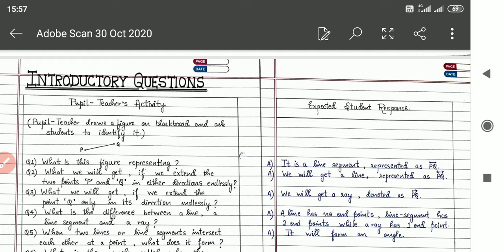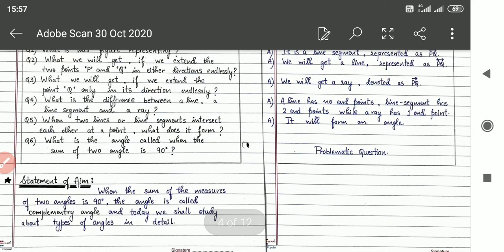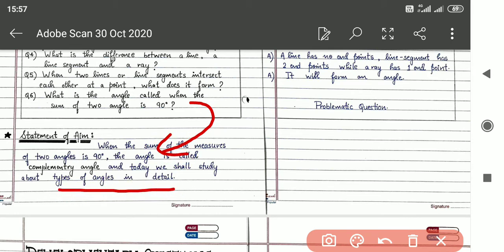So in the beginning, you can see the general questions have been asked which are related to the previous knowledge of the students. Then question 6 comes up, which is a problematic question which the students of class 7th are not able to answer. Then the pupil teacher gives the answer of the 6th question, you can see under the heading statement of aim. As you can see here, this question has been answered. And then comes the statement of the aim, that today we shall study about the types of angles in detail.